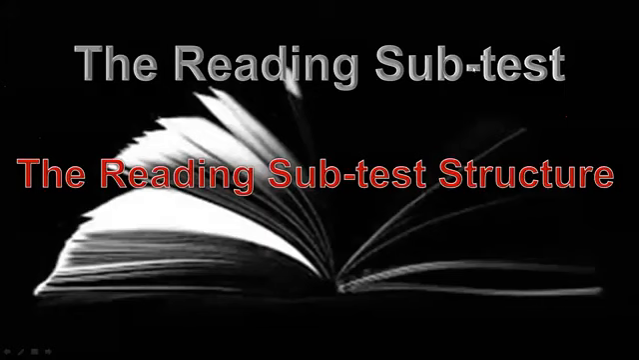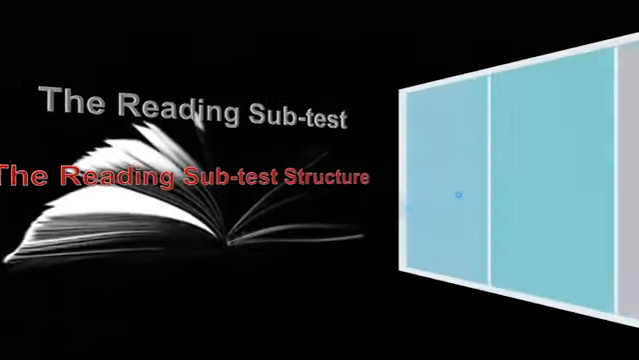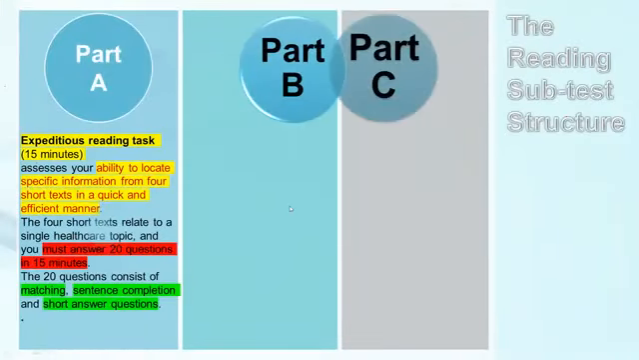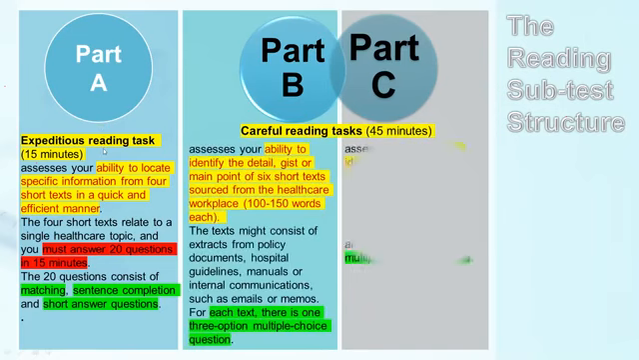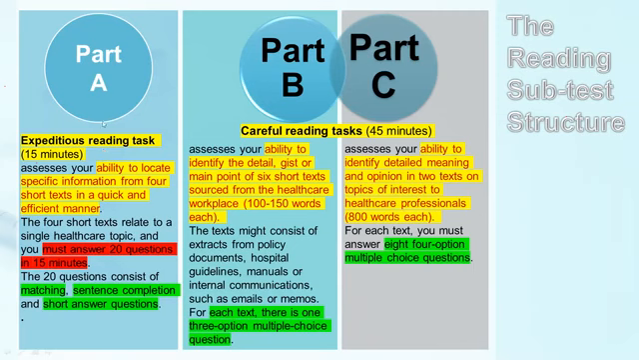Today we'll talk about the reading subtest, and we'll start with the reading subtest structure. The reading subtest has three parts. The first part is part A, and you will take this part in a separate setting in 15 minutes, and after that they will collect the answer booklet, and after that you will start a new setting for part B and part C together.